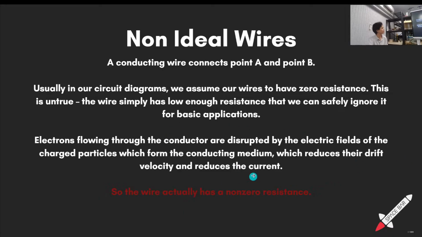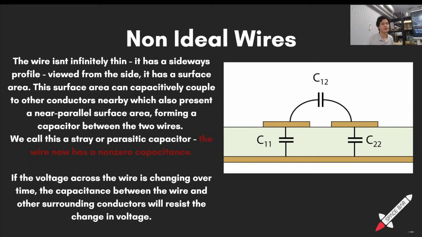So really, this paragraph is like a recap from last lesson, but basically the wire has a non-zero resistance because it is a conducting medium, and all conducting mediums will have some kind of resistance. Okay, so the wire has a non-zero resistance. Sad.